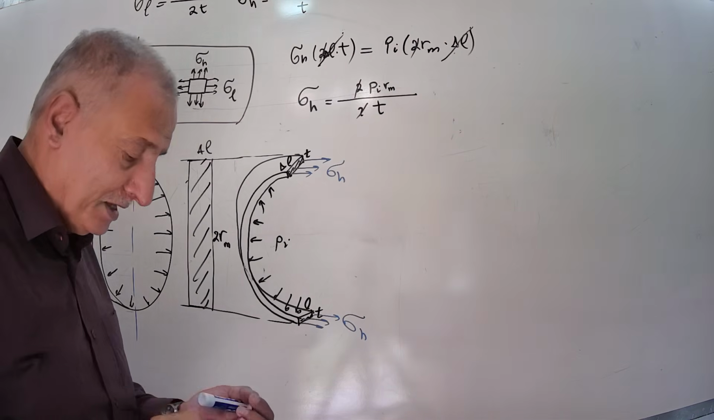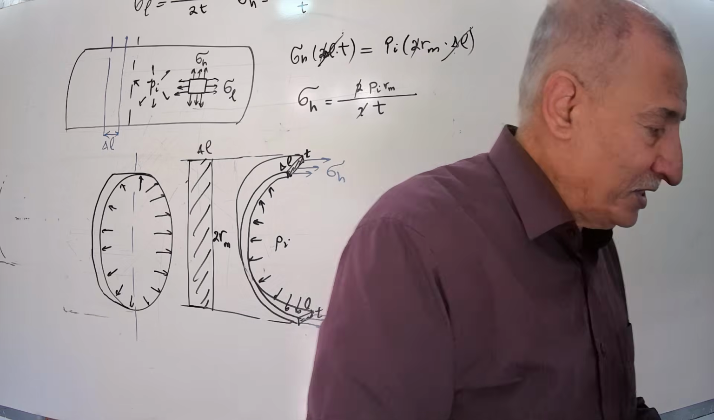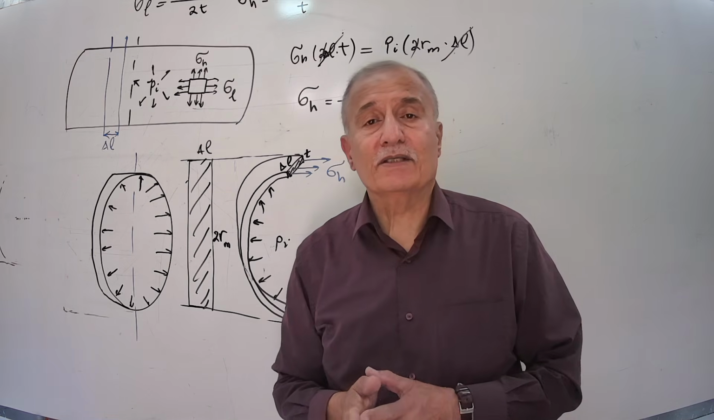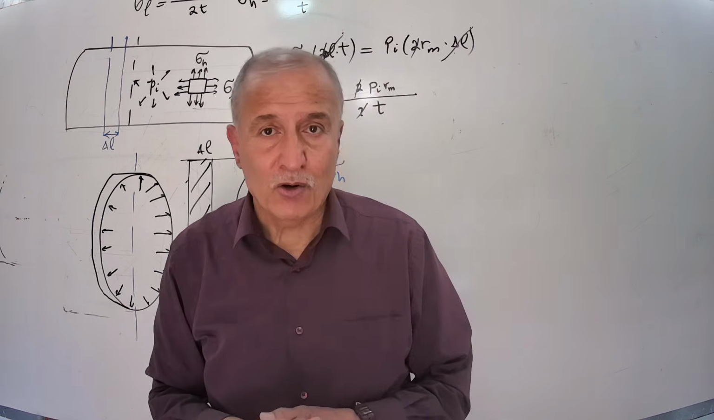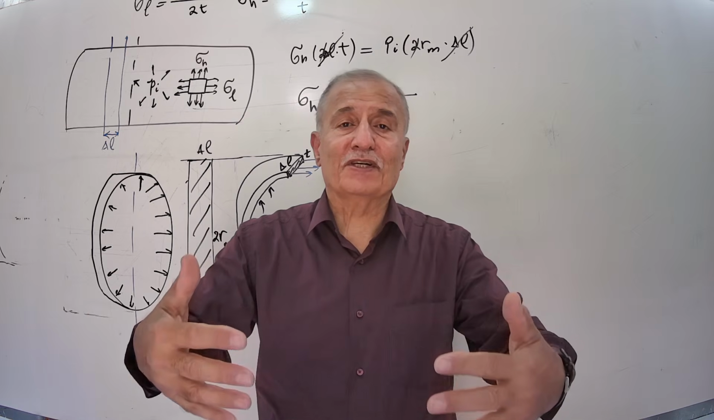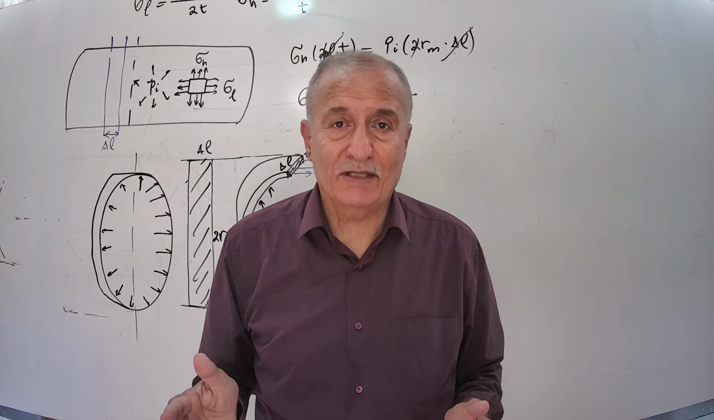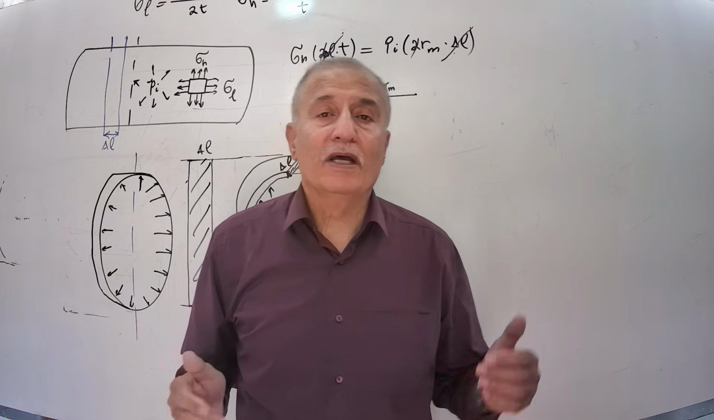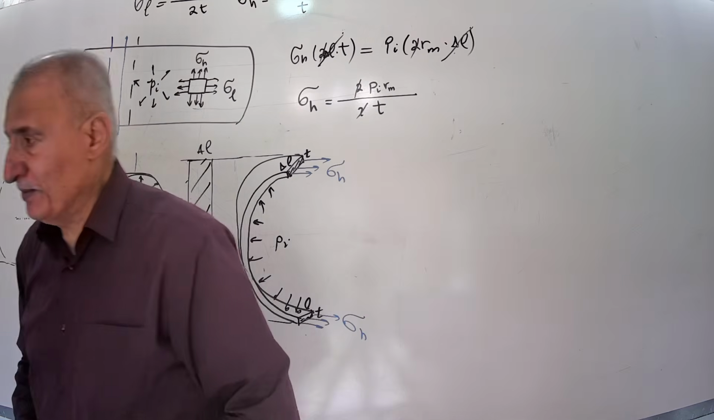Okay, let's look at that. The governing stress here for design is hoop stress. Hoop stress, meaning circumferential stress, is in all cases double the longitudinal stress.